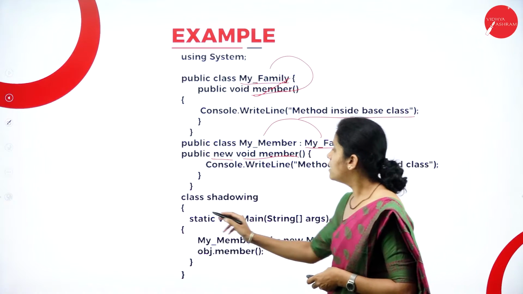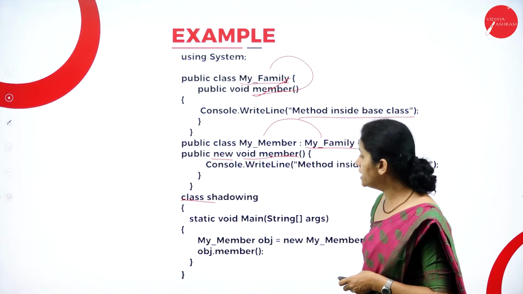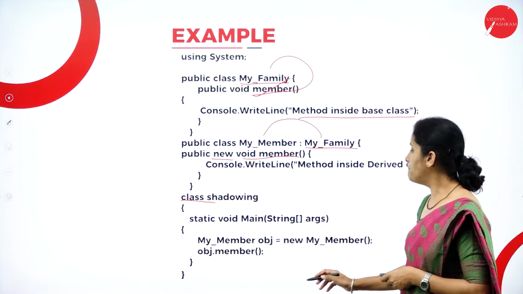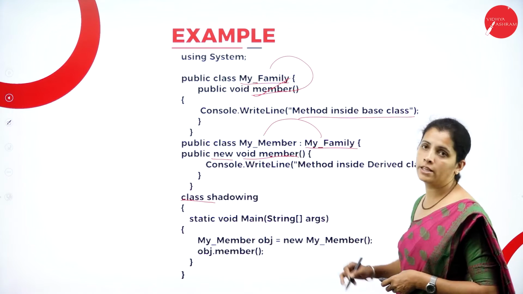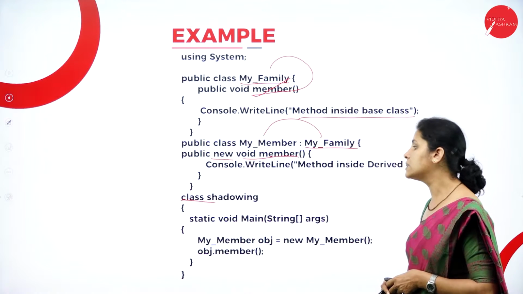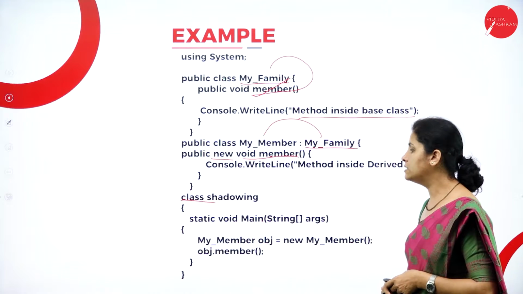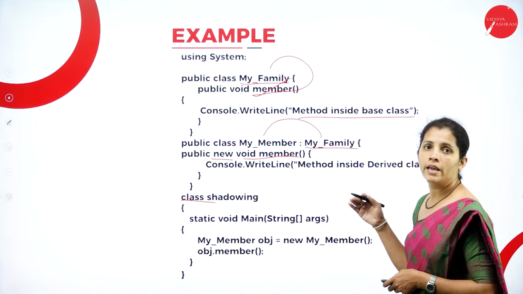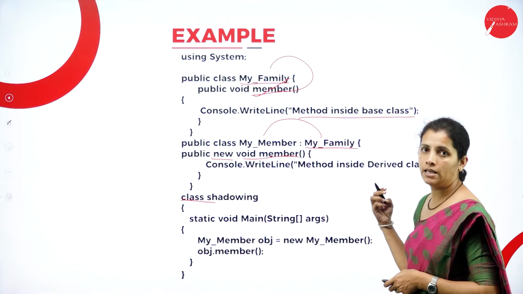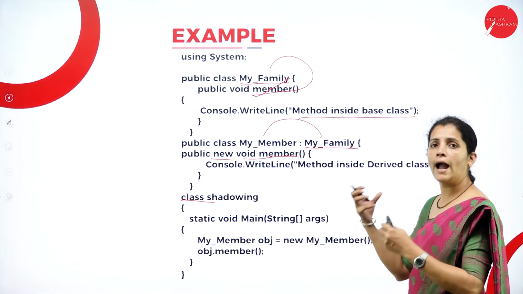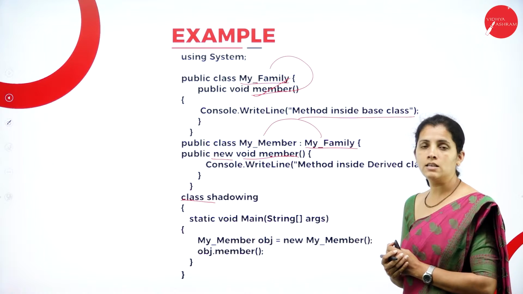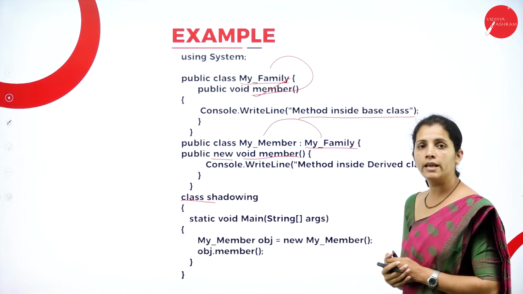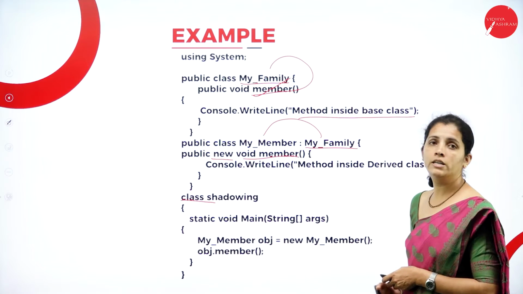Now, see here, I have the class called shadowing, and inside that I'm going to create the object for my derived class, and I'm going to call the method obj.member function. So this is the way I can use method hiding. That means the user can hide their details from other classes, and to hide their methods, they can use the keyword called new.